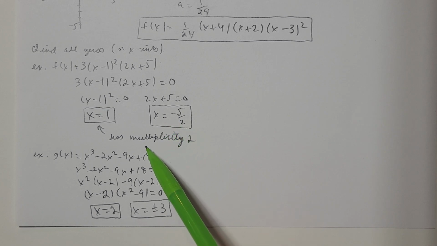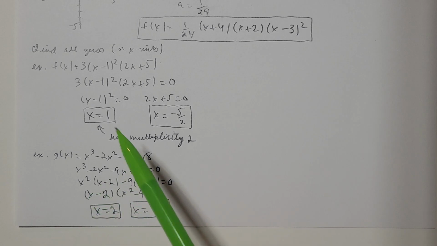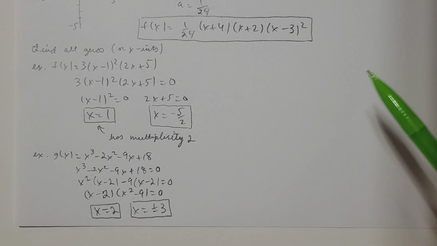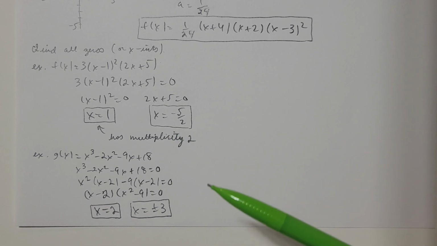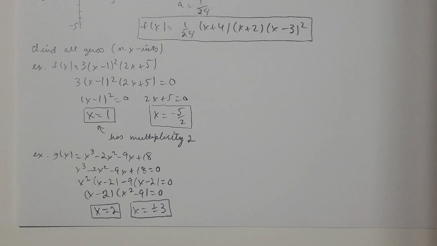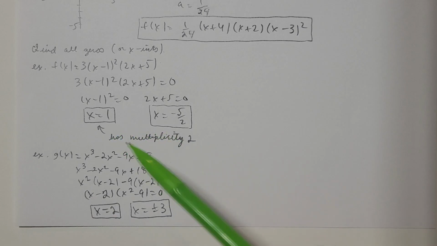Okay? Now, 1 is a zero that has a multiplicity of 2. Okay, so in other words, there's not just 2 answers here. There's 3 answers. The 3 answers are 1, 1 again, and negative 5 halves. Okay, so there's 3 zeros.